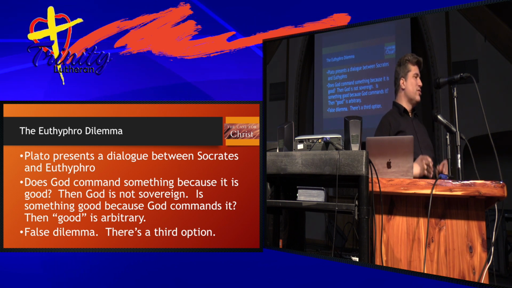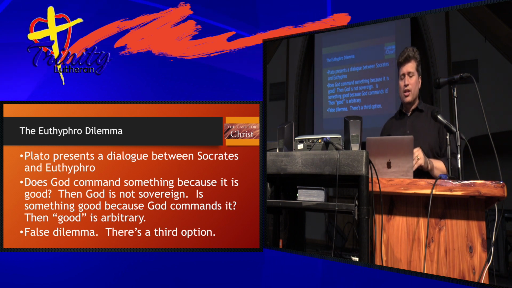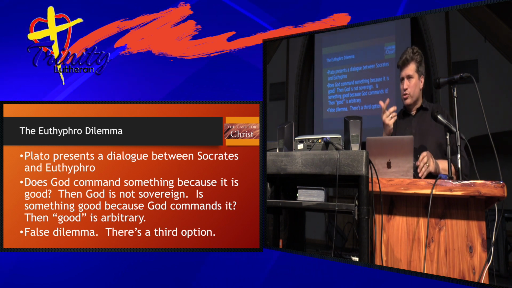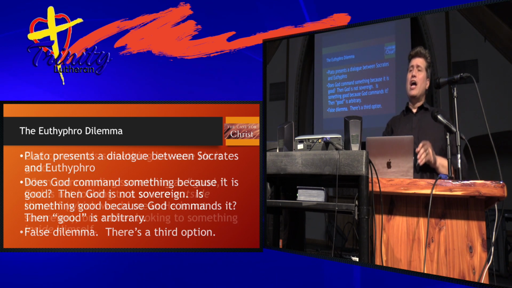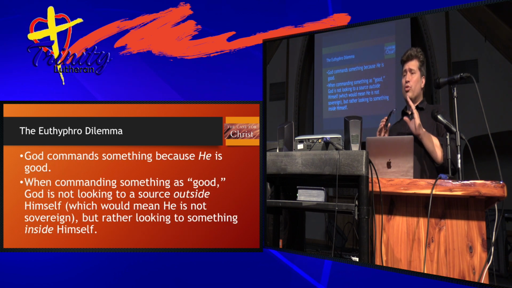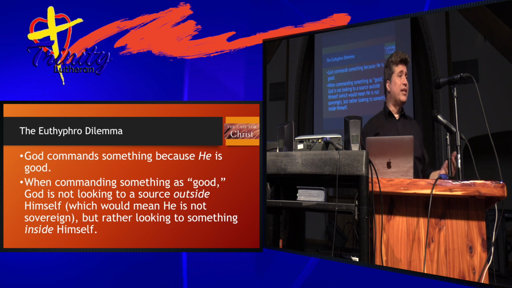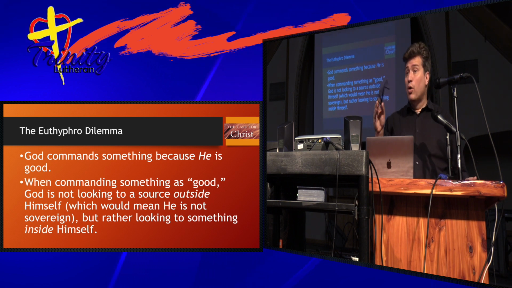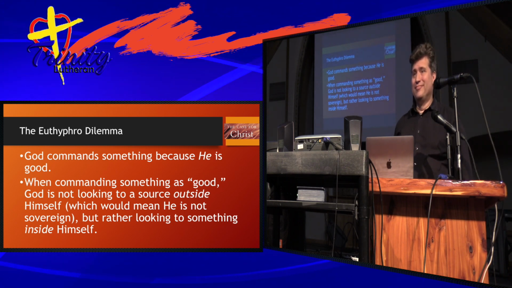When you see dilemmas like this come up, this is a tactical warning bell: when someone tries to force you into two alternatives, odds are there's a third, and they're just not presenting it to you. That's the case here. Remember how we defined morality, and where do we say morality comes from? The source of moral values is what? God. What about God? His character. Is his character outside of him or inside of him?